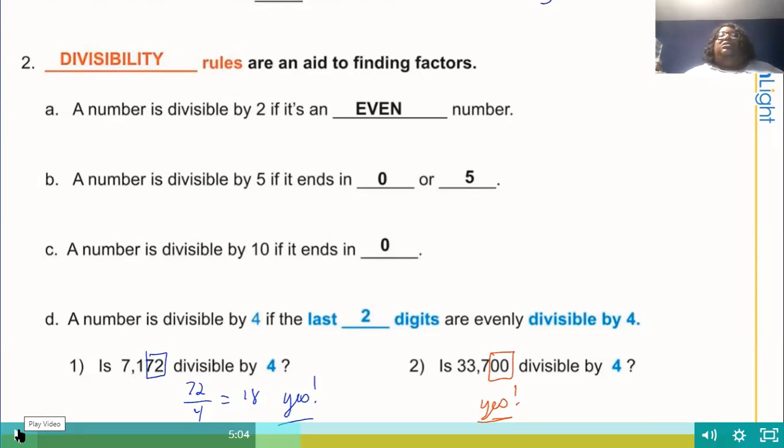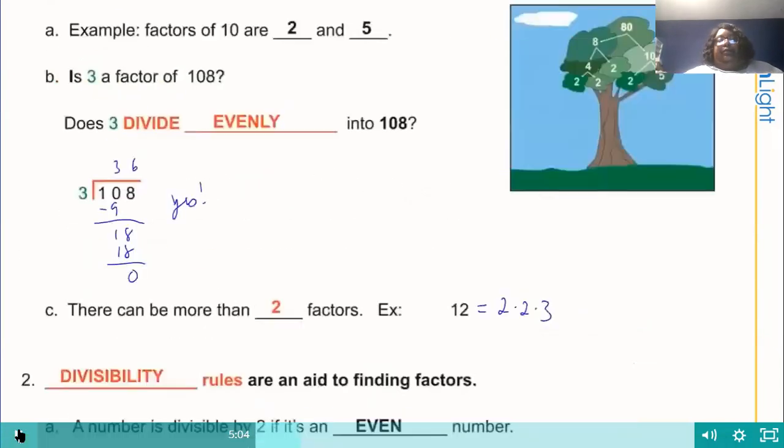So knowing the divisibility rule is not telling you what the answer is. It's helping you to not have to divide every problem by every number to see if it's divisible. You can look at them and see if, now it doesn't tell you what the two factors are, but it at least tells you one of the factors, and then you can divide by 4.